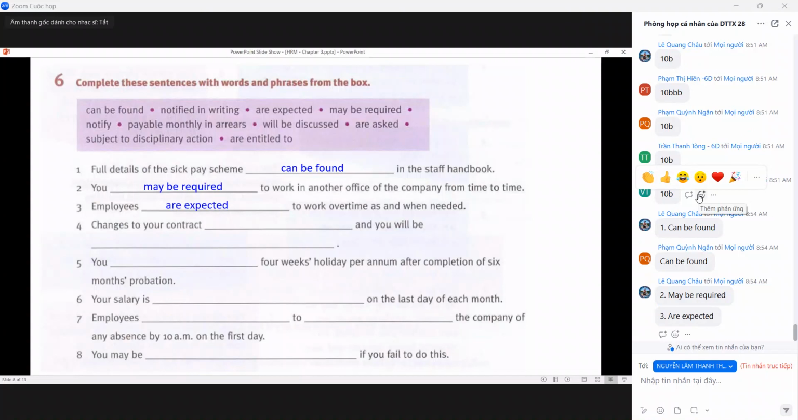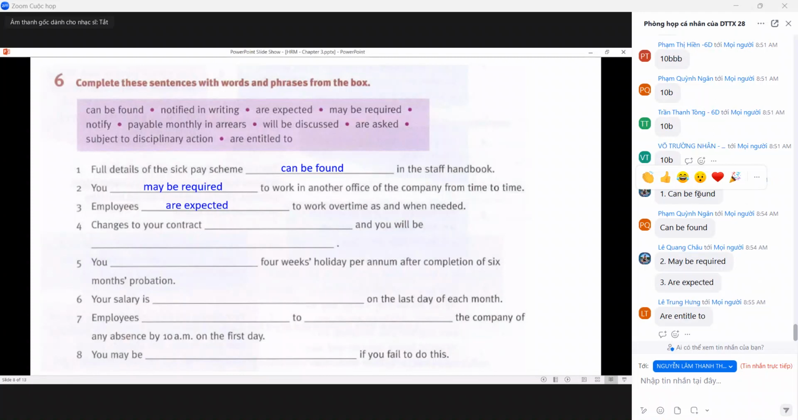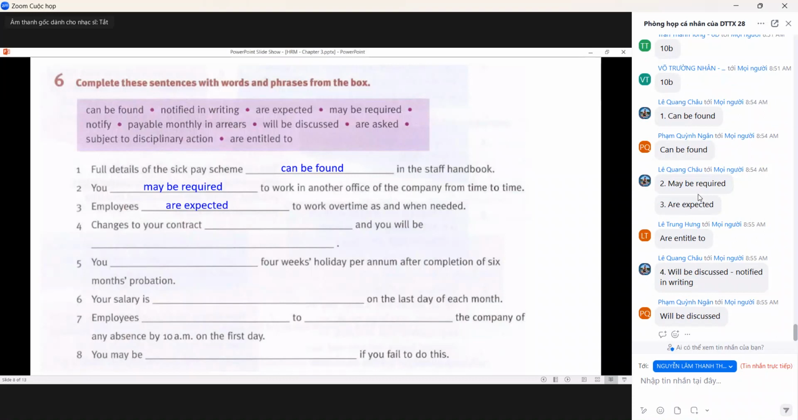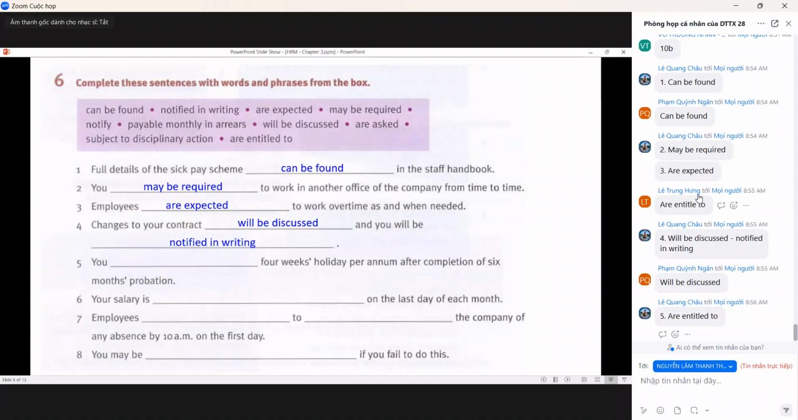If we put here may be required, in fact, no one likes it. Number four, changes to your contracts and you will be. What is number four? Will be discouraged. Changes to your contracts will be discouraged. Yes. And you will be notified in writing. Yes, đúng rồi. Number five, you 4 weeks holiday per annum after completion of 6 months probation. Are entitled to? Great, thank you.